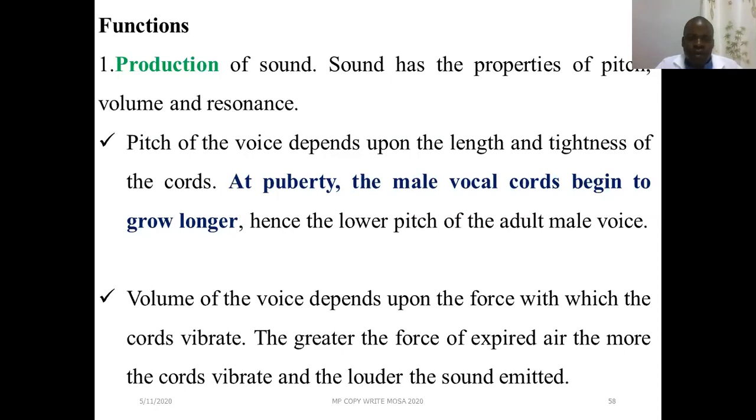Pitch of the voice depends upon the length and tightness of the cords. At puberty, the male vocal cords begin to grow longer, hence the lower pitch of the adult male voice. So at this age, when men reach puberty, it also explains why they tend to have deeper voices.